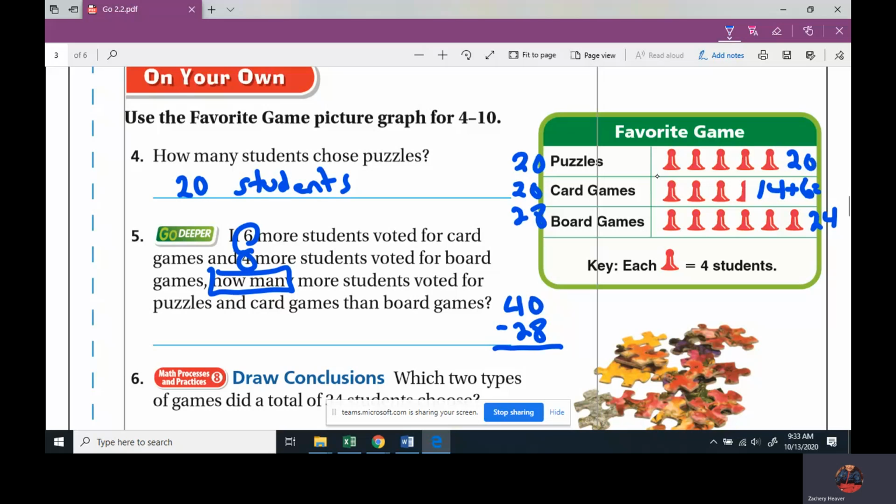So Caleb, the 4 becomes a, wait. This should be good. 4 becomes a 3. Three minus 2 is 1. So 12 what? How many more students?